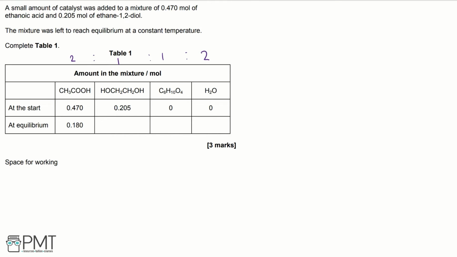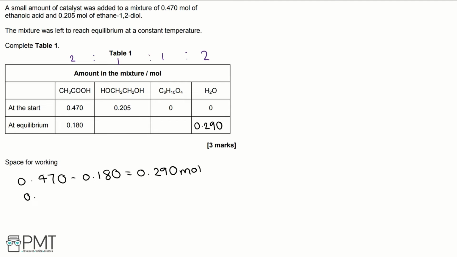So if we did 0.470 minus 0.180, that equals 0.290 moles. So that's going to be the difference if you have the 2 molar ratio. So for water, we want a difference of 0.290 moles, and we're starting with 0, so the difference is going to be 0.290 at equilibrium.